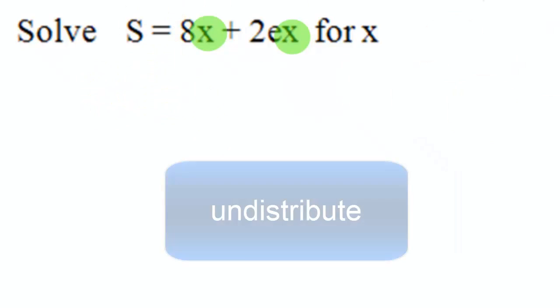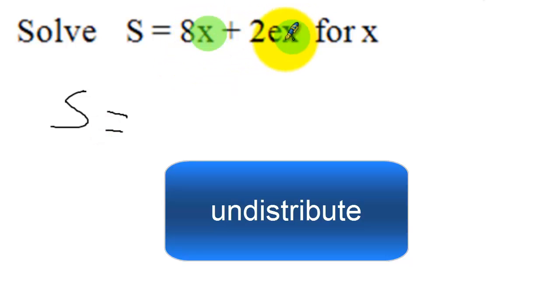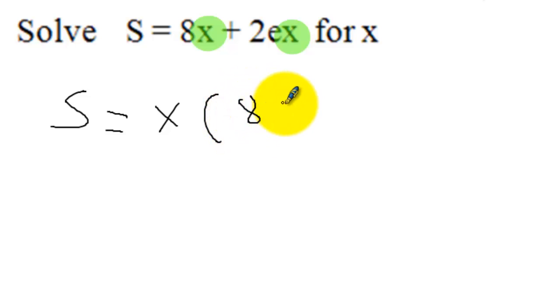Note that if I'm going to undistribute our x, we will end up getting x times 8 plus 2e. Note that these two expressions are the same. 8x came from 8 times x. 2ex can be derived from 2e times x if we distribute x to this given quantity, 8 plus 2e. Now, once we undistribute x, note that the two x's here became just this one x. So now, we can isolate this x.